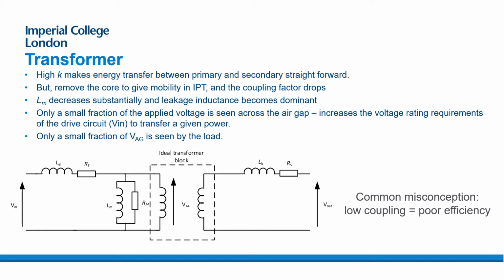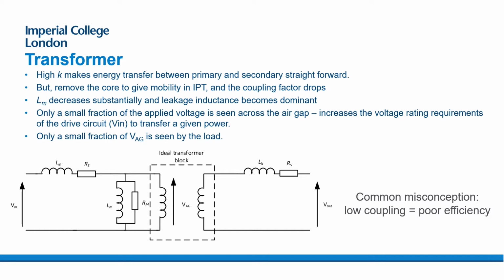So these leakage inductances are large, and I now have a potential divider formed on the primary between the leakage inductance and the magnetizing inductance, and on the secondary I also have an extra series impedance from the leakage inductance, which can be quite significant and take a significant fraction of the voltage on the receiver before passing it on to the load.